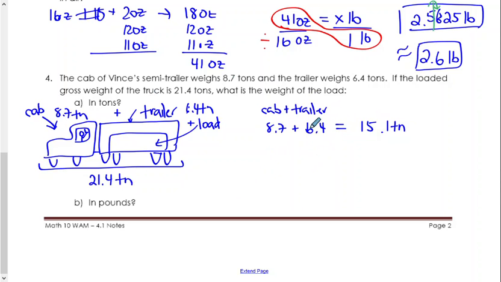Now, I know that these two plus my load is going to give me 21.4 tons. These two altogether give me 15.1. So the difference is going to be what my load is. So in total, I have 21.4 tons in total. Subtract that 15.1 tons, and I get a difference of 6.3 tons.